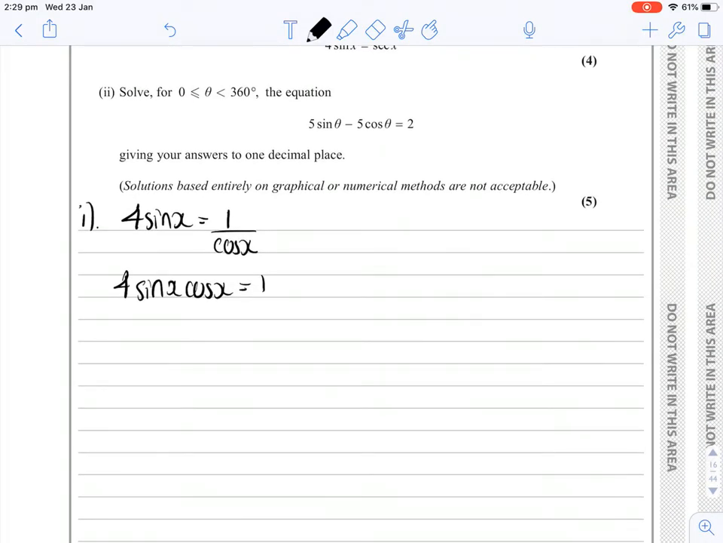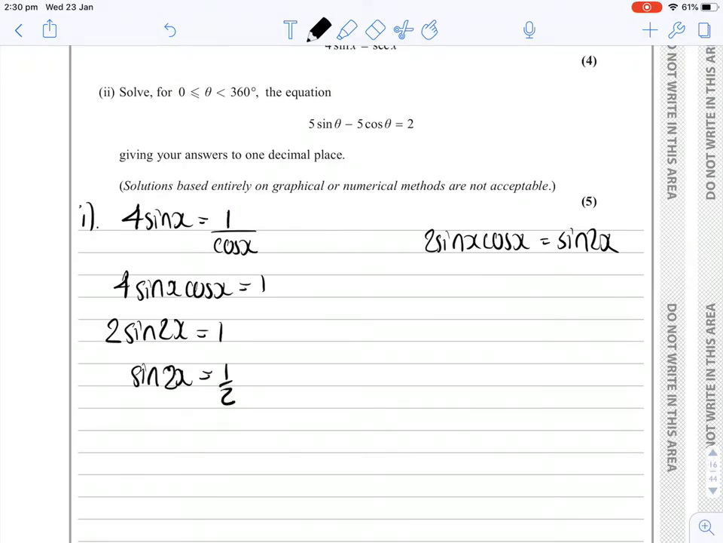And so then for 4 sine x cos x, I'm going to use the double angle formula, 2 sine x cos x is equal to sine 2x. So I've got two lots of sine 2x here is equal to 1. Sine 2x is equal to a half.